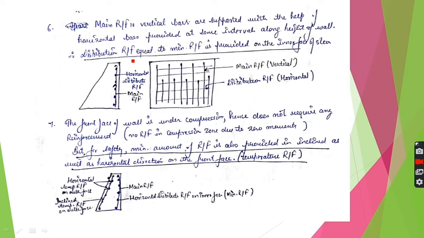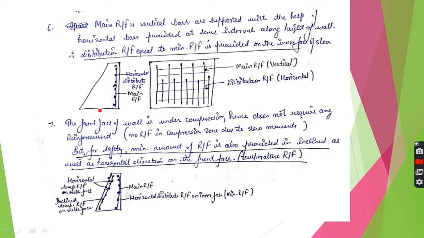How is this distribution reinforcement calculated? It is calculated by calculating the minimum reinforcement required in the stem of the retaining wall. So this is the inner face, back side of the stem of the retaining wall. Here we have two types of reinforcement. One is the vertical bars, some of full height and some of smaller heights, provided along the height of the stem, which consists of the main reinforcement. And the second are these dots.